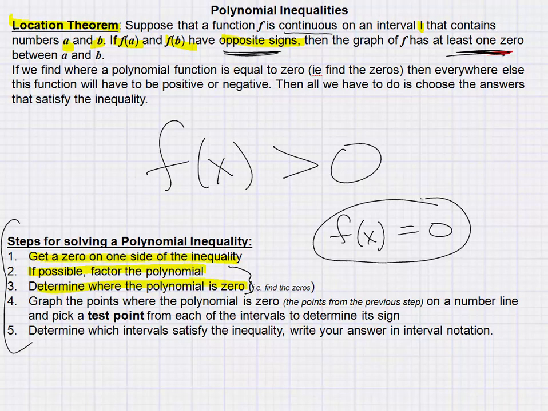Then, once we find the zeros, we're going to graph those zeros on a number line to essentially divvy the number line up into a bunch of intervals. These intervals will allow us to gain some test points. Those test points will then determine which intervals satisfy the inequality. Final step, write your answer in interval notation. The best thing to do is, I think, to see this in practice.